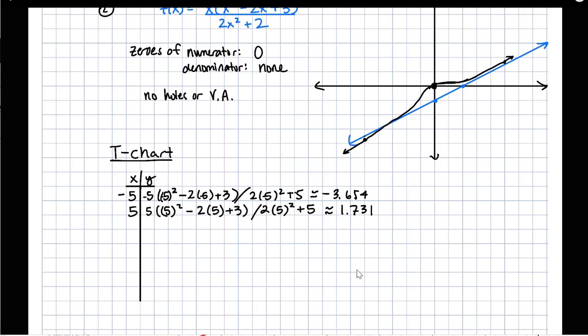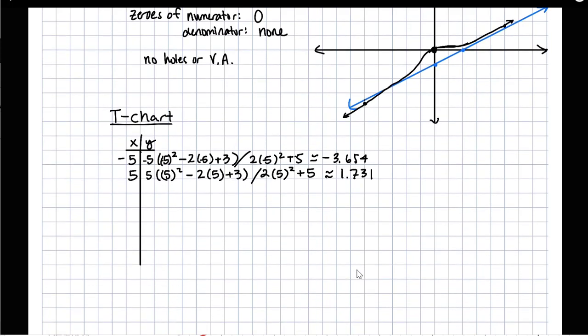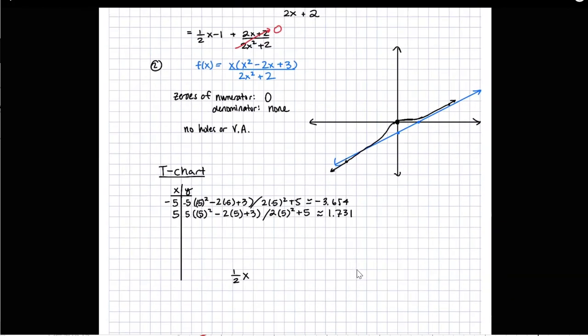Okay, and if you did want to actually check the intersection of the slant asymptote, it is possible to do. I'm kind of curious, so I'll check it, even though I don't require you guys to do this part. If I had 1/2 x minus 1 and I want to know where that line intersects my curve, I would set 1/2 x minus 1 equal to my original, which is x cubed minus 2x squared plus 3x over 2x squared plus 2. And I want to have this as one fraction.